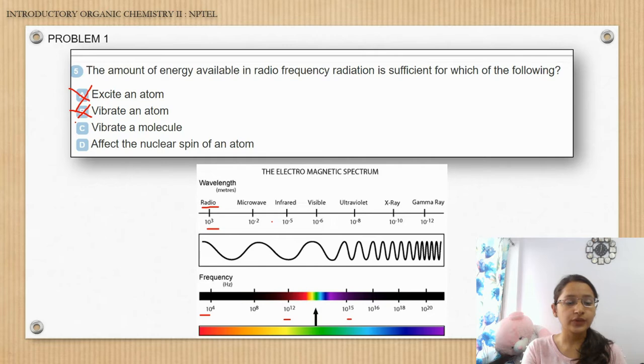So these three options are not the correct ones. We get the answer: affect the nuclear spin of an atom. Radio frequency radiations are just sufficient to affect the nuclear spin of a particular atom. I hope this question is very clear to you.